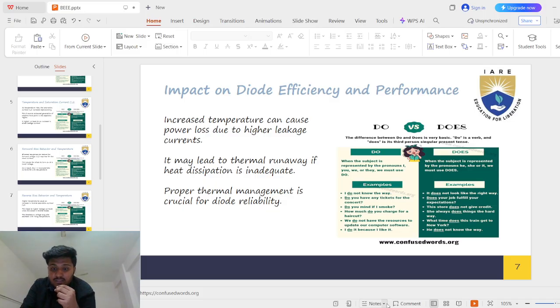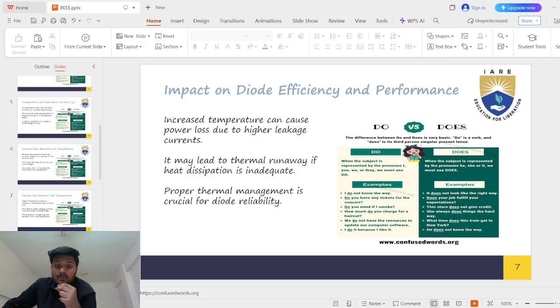Impact on diode efficiency and performance. When the temperature of a diode increases, more unwanted current starts flowing even when the diode is supposed to be off. This extra current causes power loss because some energy is wasted as heat.